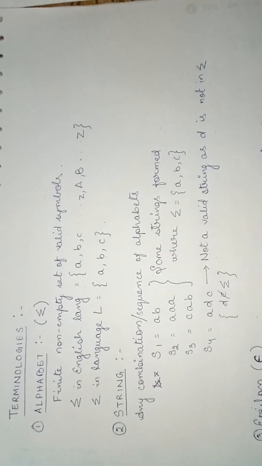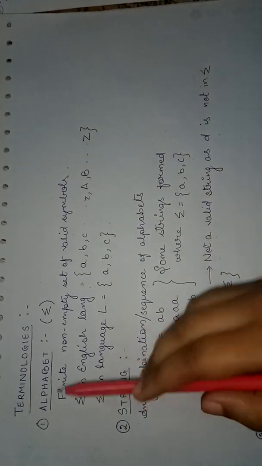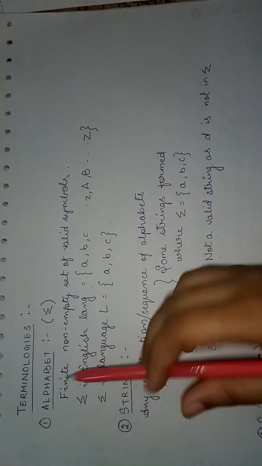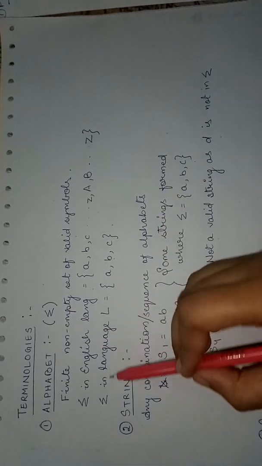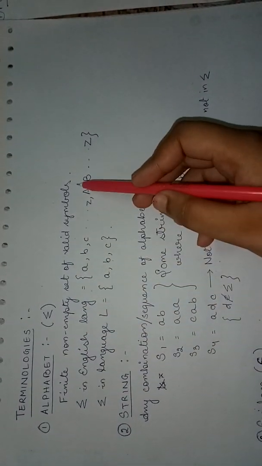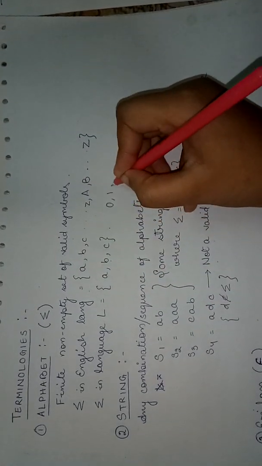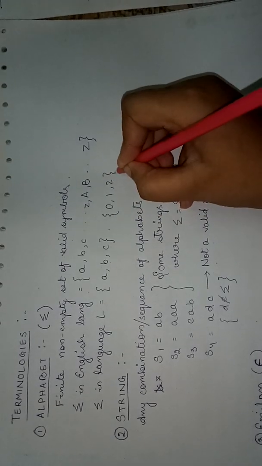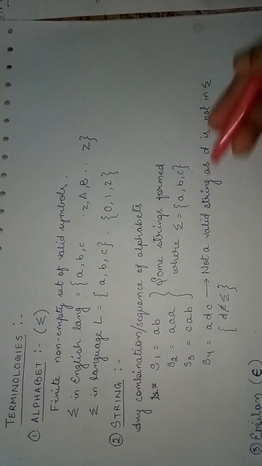Some common terminologies that we use in theory of computation. These are alphabet. Alphabet is very basic, like a unit thing. That is a symbol, a finite non-empty set of valid symbols. Symbols like A, B, C or 0, 1, 2. These are the symbols that we use while doing any problem.